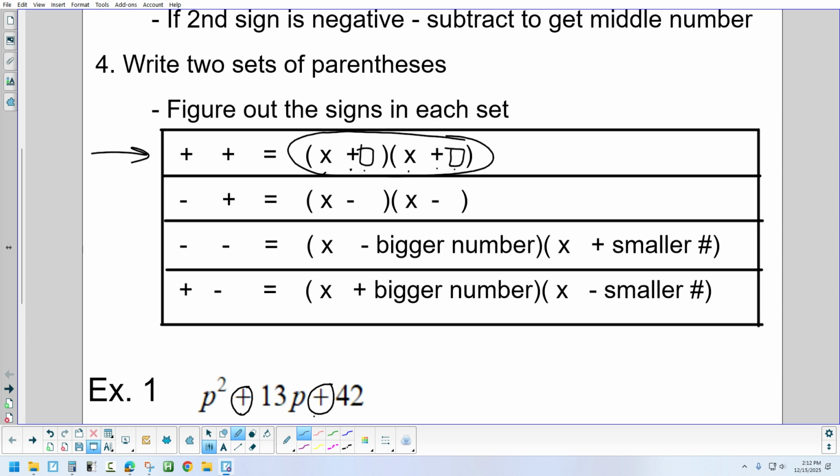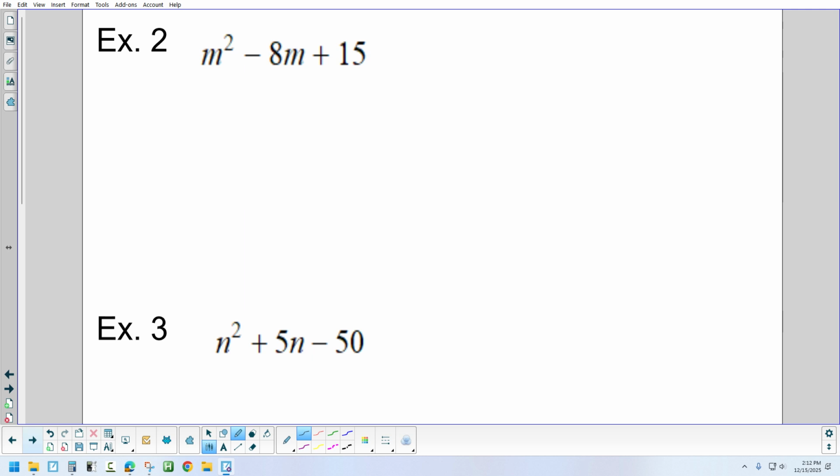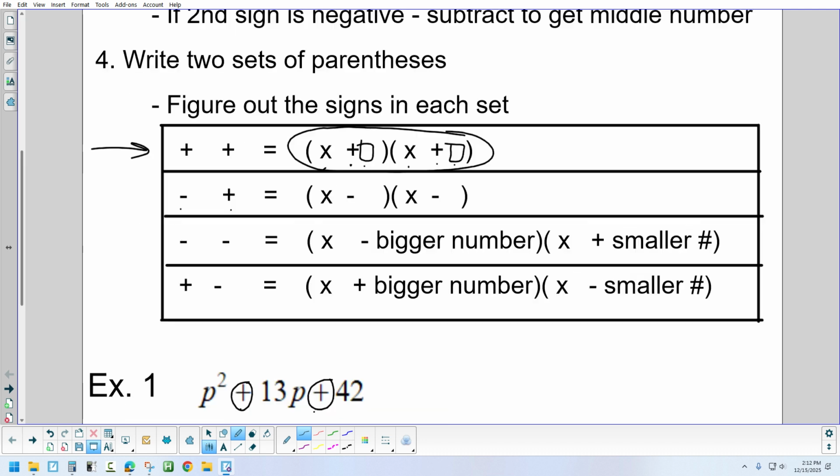If your original problem has a minus and a plus in it, like this one, minus, plus, then you're going to go to this row. And it tells you when you rewrite it, you're going to use this format: an x, a minus, and then an x and a plus.